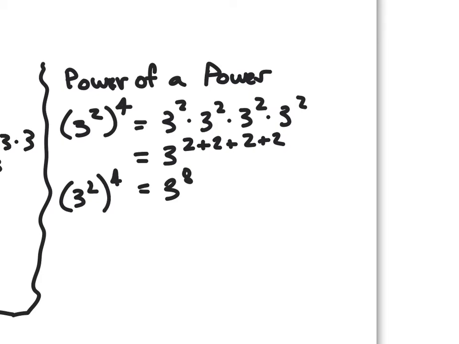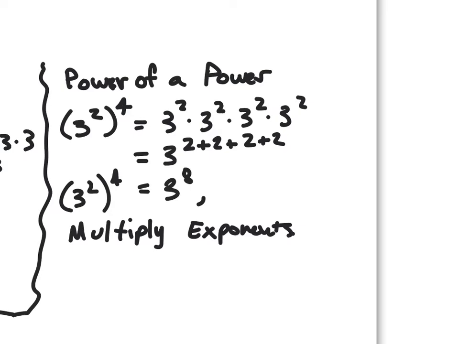So what are we doing? What we're doing is we're multiplying the exponents. Let's take a look at that. If I take 3 squared and raise it to the 4th power, I'm really doing 3 to the 2 times 4 power, which gives me 3 to the 8th. And that's what we're doing.